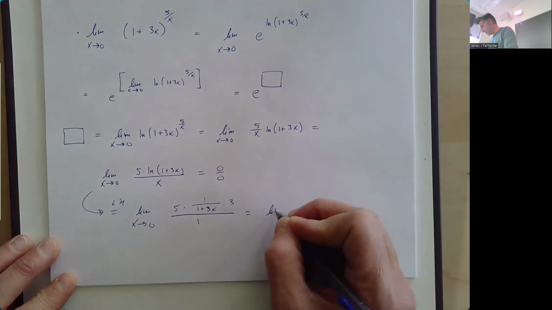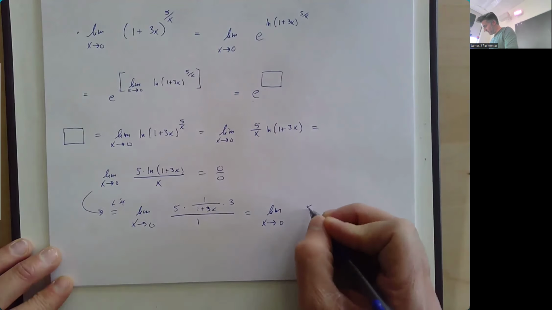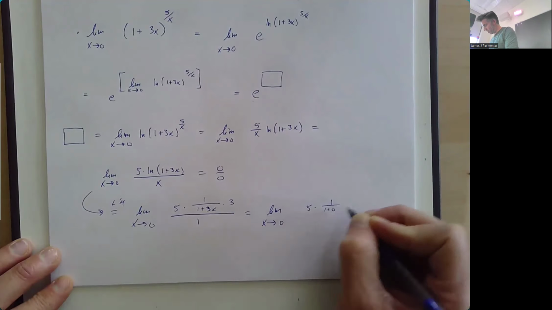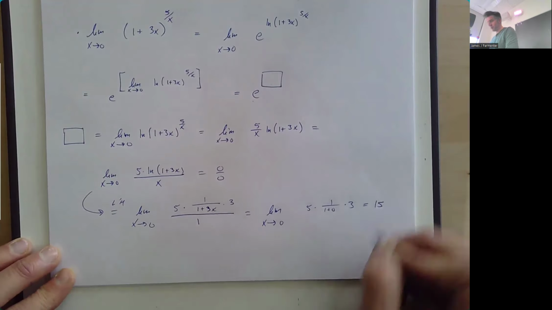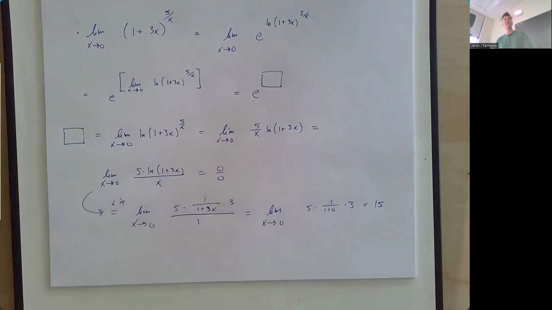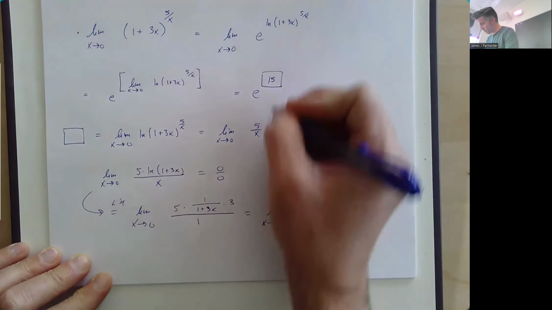Anyway, evaluating this limit, which does exist, it's going to be 5 times 1 over 1 plus 0 times 3, which is just 5 times 1 times 3, which is 15. And then it's really, really, really important that we don't stop there. That's not our final answer. Our final answer is e to the 15th power.